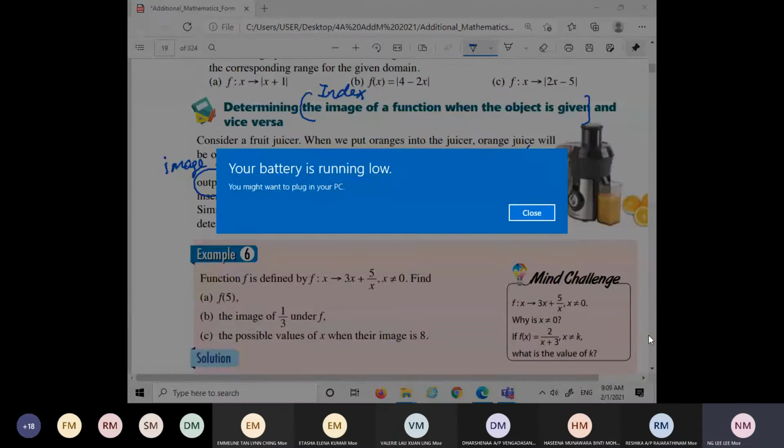Oh, battery running low. Wait for a while. Battery is low.